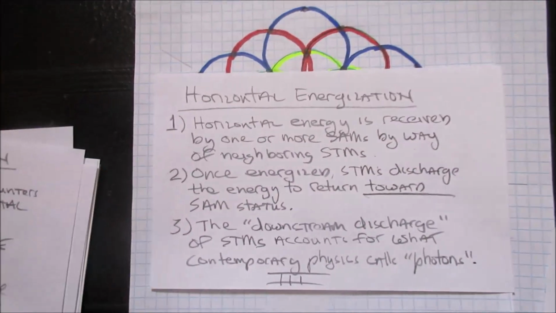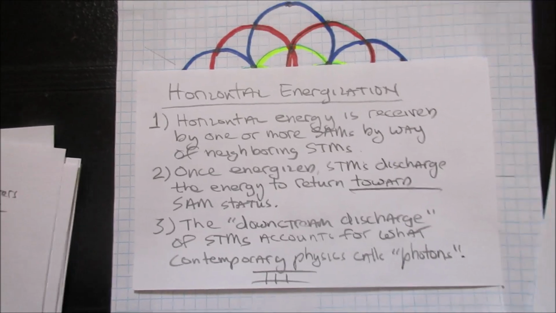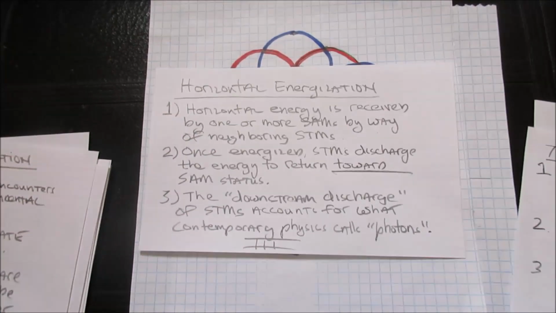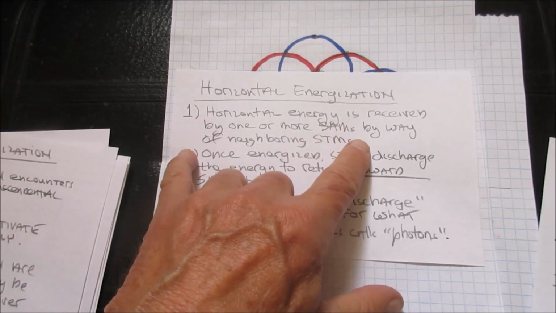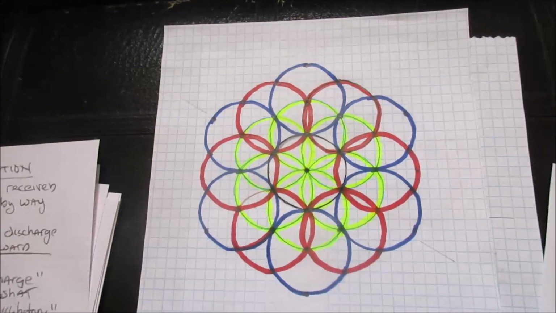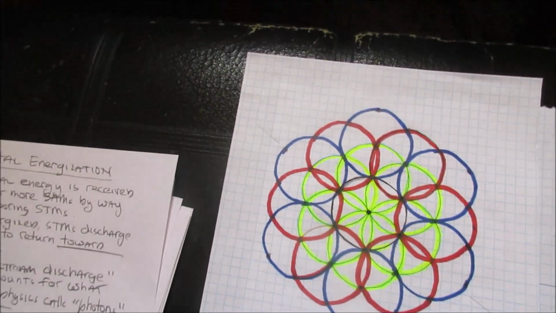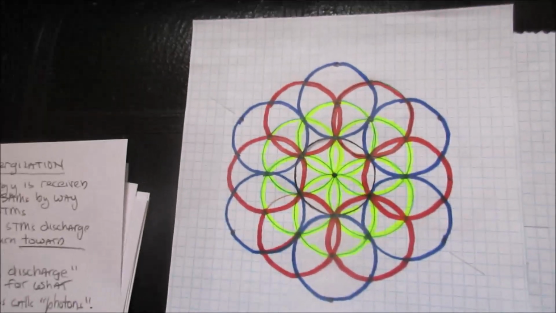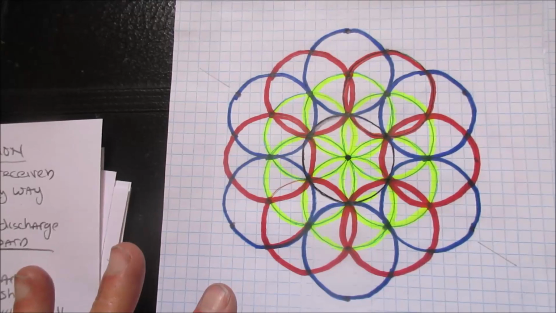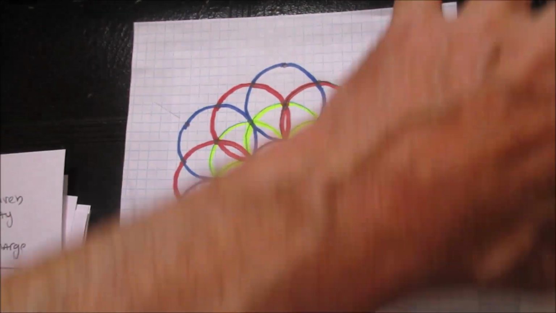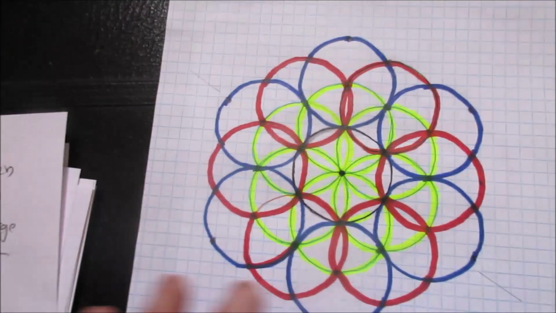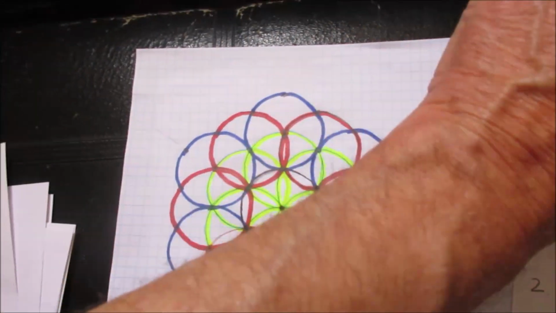Next, we're going to talk about horizontal energization. Okay, during horizontal energization, as I've already mentioned, horizontal energy is received by one or more STMs by way of neighboring STMs. So if you imagine this is just a SAM, or a spatio-temporal moment matrix, they would just be sitting there with a potential without any sense of oscillation among them. But, as I mentioned before, if a wave of activity were to come in from another direction, disturbing these SAMs, they would become spatio-temporal moments as a photon passes through.